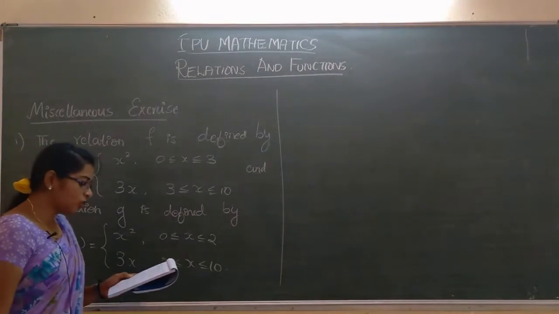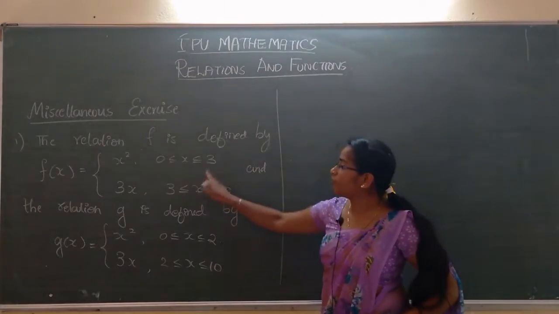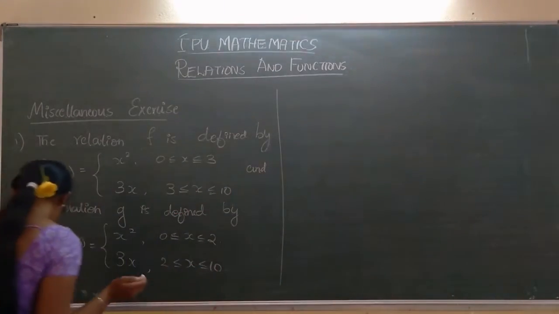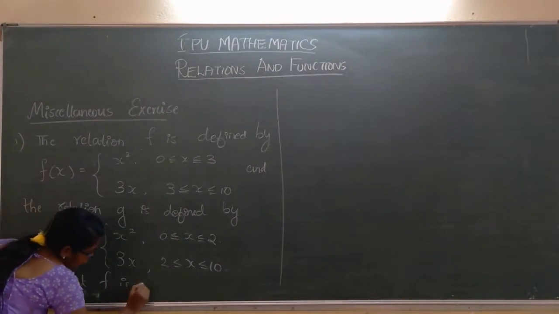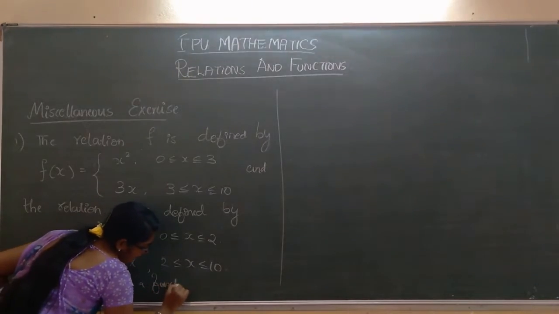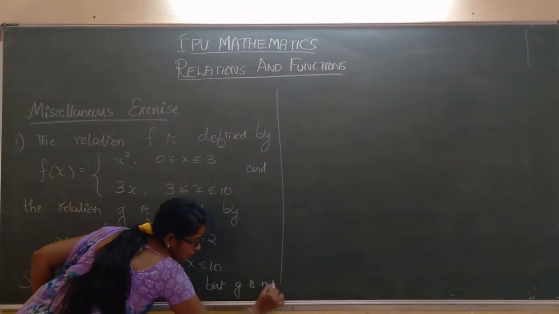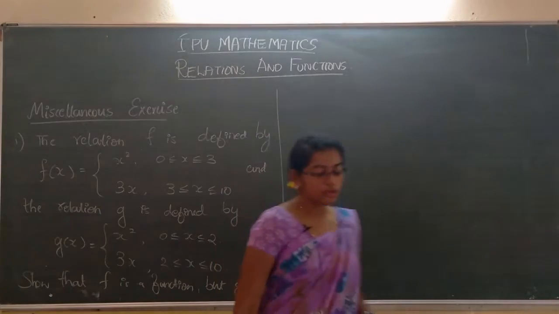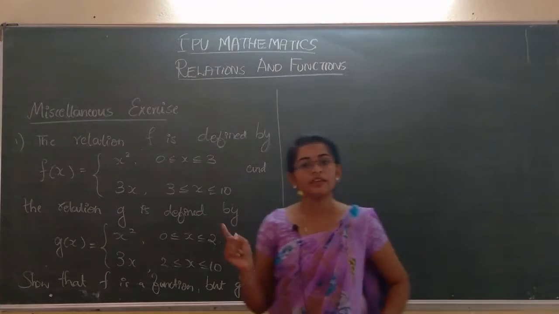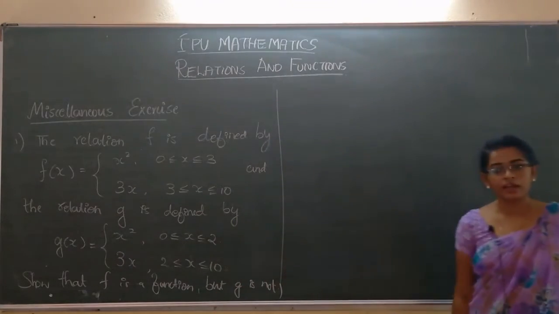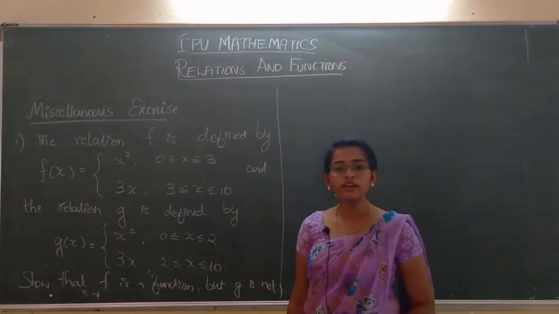The question is, show that f is a function but g is not a function. What do you need to do? What is a function? A function is a special type of relation where every element of the domain should have one and only one image, right? So we need to show that f is a function and g is not a function.